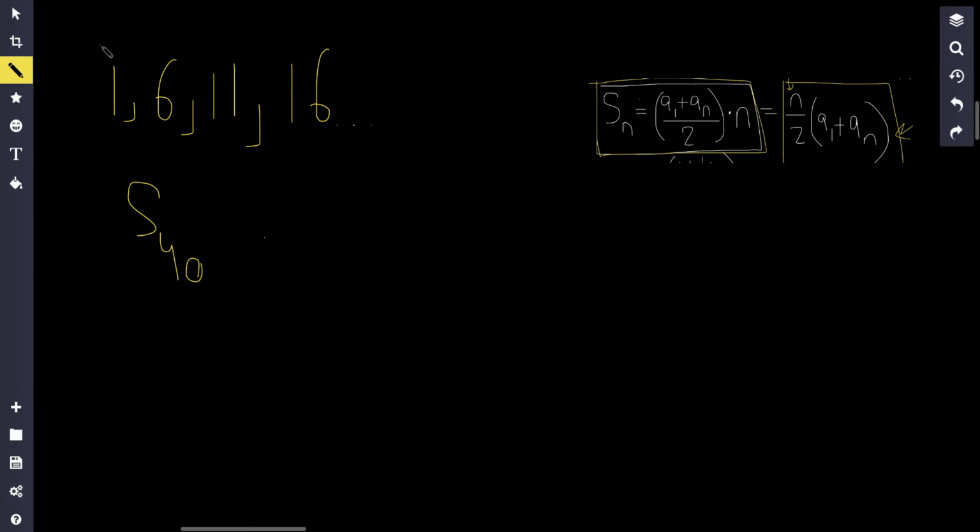Let's say if I had this sequence right over here. I'm trying to find the sum up to the 40th term. How can I do this? Feel free to pause the video. Well, in this case, I could just use this formula, right?